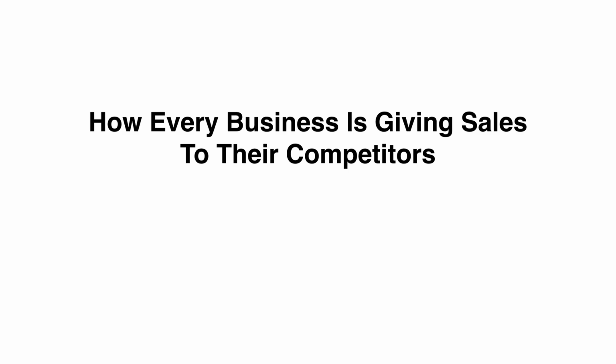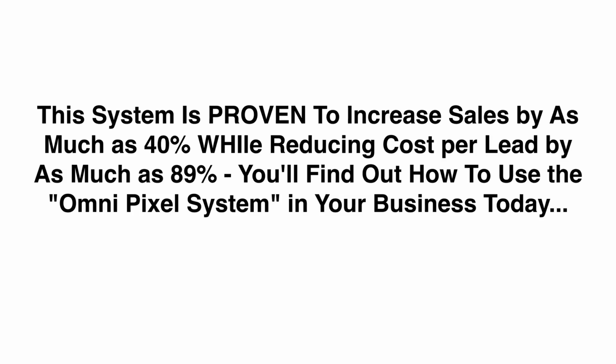We're going to be talking about how every business is quite literally giving sales to their competitors. We're going to be talking about a system today that is proven to increase sales by as much as 40% while reducing our cost per lead, how much we're paying for a single lead, by as much as 89%. And you're going to figure out how to use this Omni-Pixel system in your business today. My goal is simple: to give each and every one of you an unfair advantage for your business. And that's what we're going to do in today's training session.